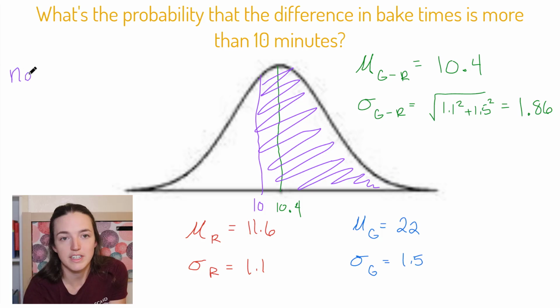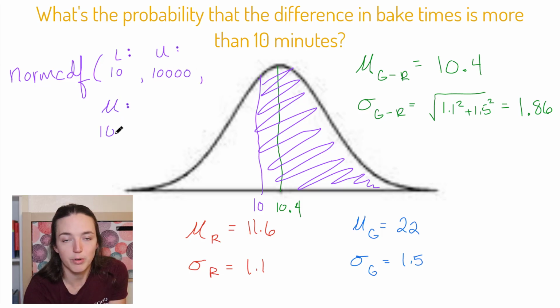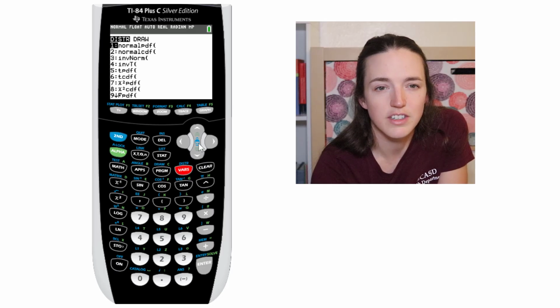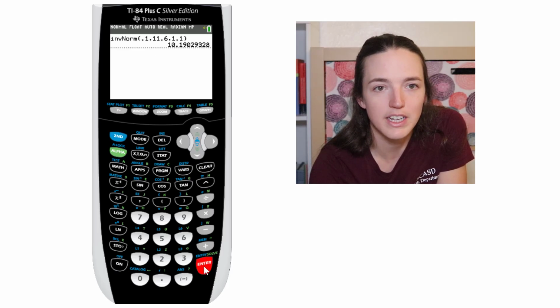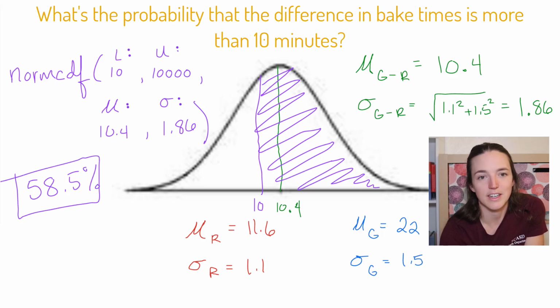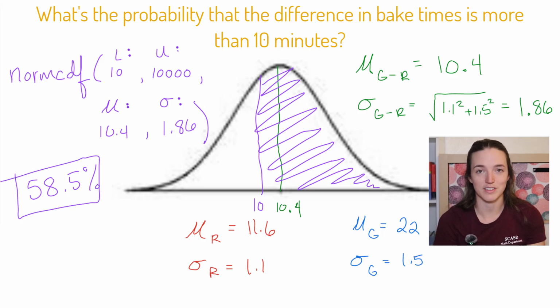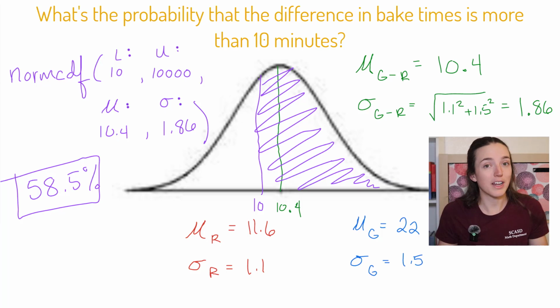So we're going to use norm CDF. Lower is going to be 10, upper is going to be a large number. I'm going to do 10,000. For the mean, we're going to put in 10.4, and for the standard deviation, we're going to put in 1.86. So second vars norm CDF, we'll hit paste, we'll hit enter. 58.5%. All right, that makes a ton of sense. I was expecting something bigger than 50 because this was more than half the distribution, and it's not that much more than 50, just a little bit. So odds are pretty good that the difference in bake times is going to be more than 10 minutes.